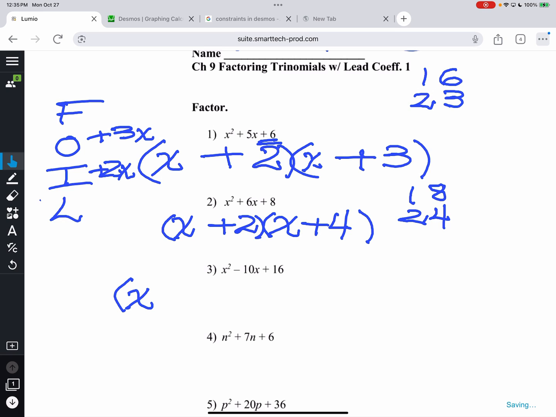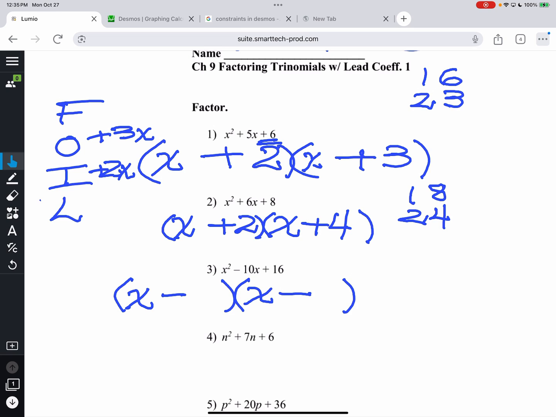Which means we're still doing what operation for outer and inner? FOIL. Well, what operation? If the signs are the same, what will we do with outer and inner? What will we do when we have like terms? Are we going to add or subtract if we have like terms? Add. We're going to add.